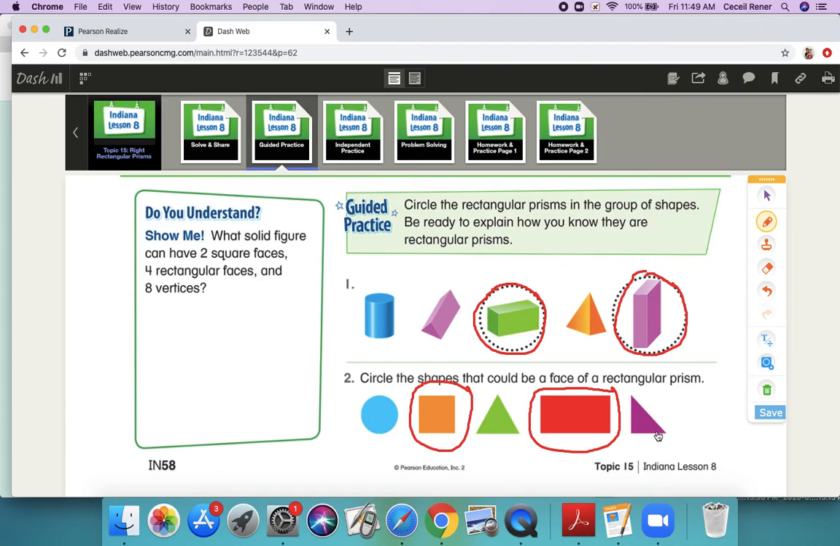Now, let's read our Do You Understand? It says, what solid figure can have 2 square faces, 4 rectangular faces, and 8 vertices? What do you think it is? If you said a rectangular prism, you're right, because that's what that would be. So let's write that, rectangular prism.